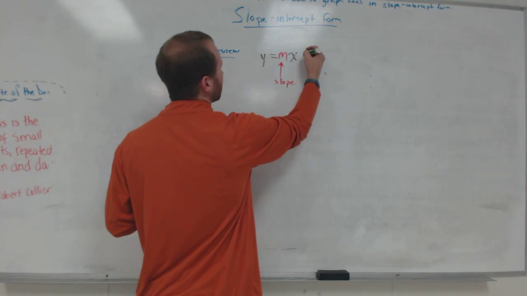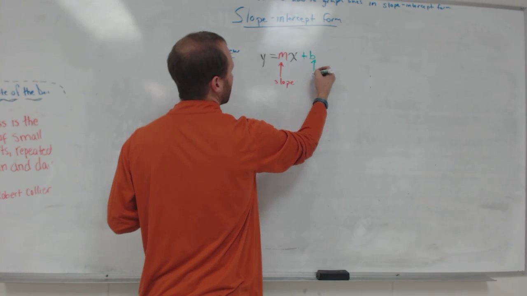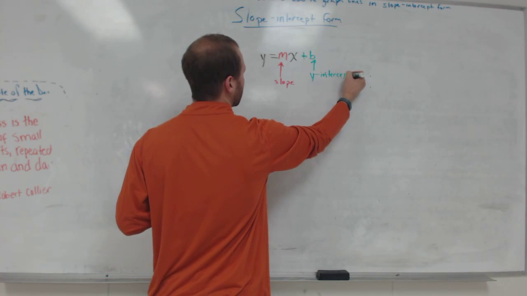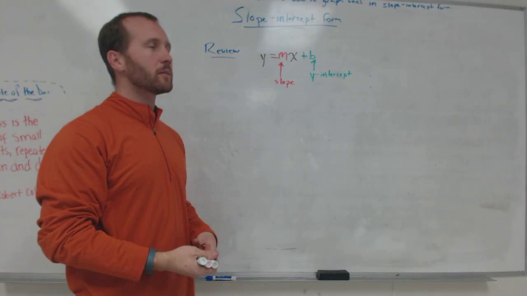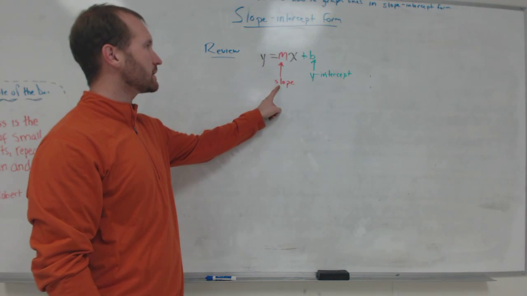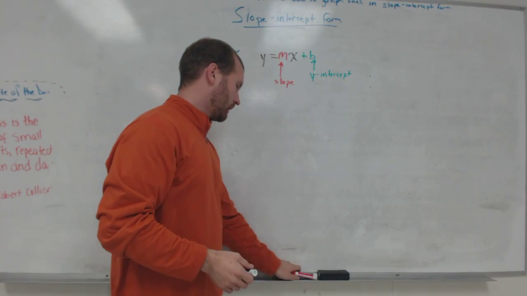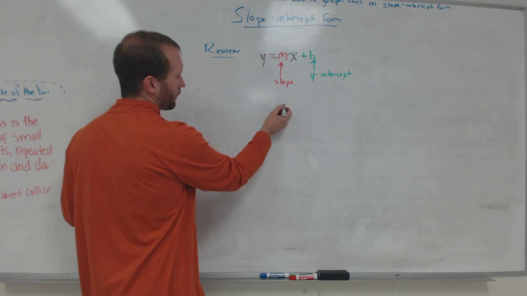And then you're often going to have another number over here. We call that b. That is our y-intercept. And this is why we call it slope-intercept form, because slope-intercept form tells us the slope and the y-intercept. Let's do a couple review problems of slope-intercept form.